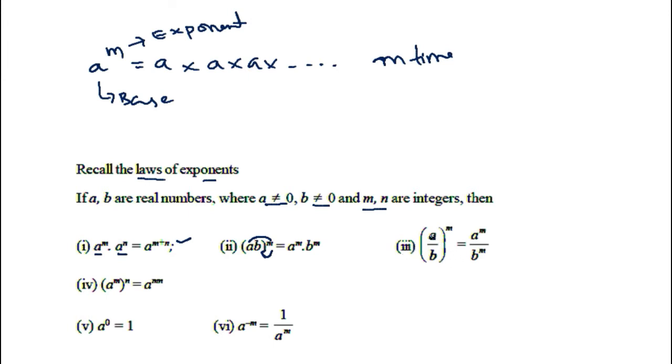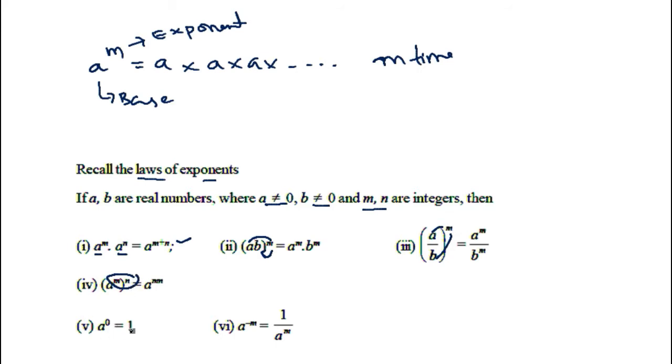Next, third formula, a by b whole to the power of m, which is equal to a to the power of m by b to the power of m. We are separating the power for both the numerator and the denominator. Fourth formula, a power m power again n, which is equal to a to the power of m into n. So we should multiply these two powers.